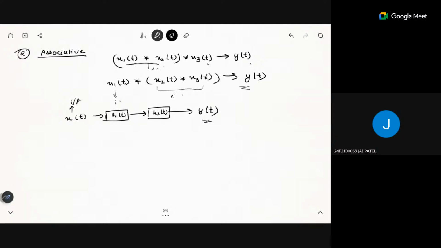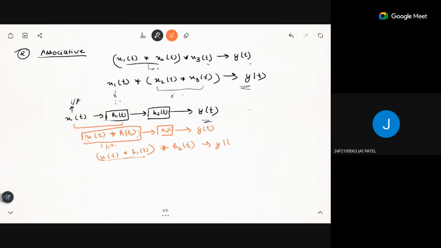What we can do in another way is this; let me explain. Here, x of t is convolved with h1 of t. Now this becomes your input, which goes to h2 of t, and you get y of t. So you do x of t convolved with h1 of t first, evaluate this, and then convolve it again with h2 of t, and you get y of t.